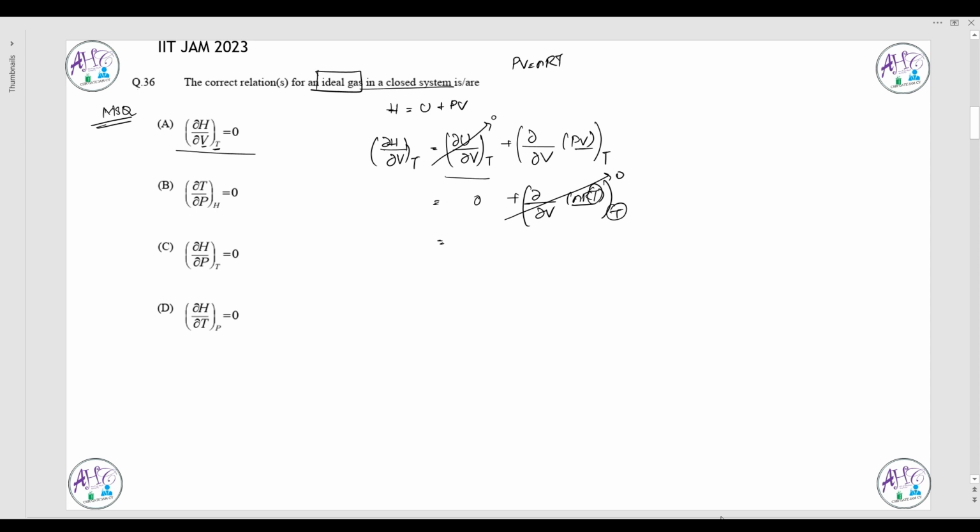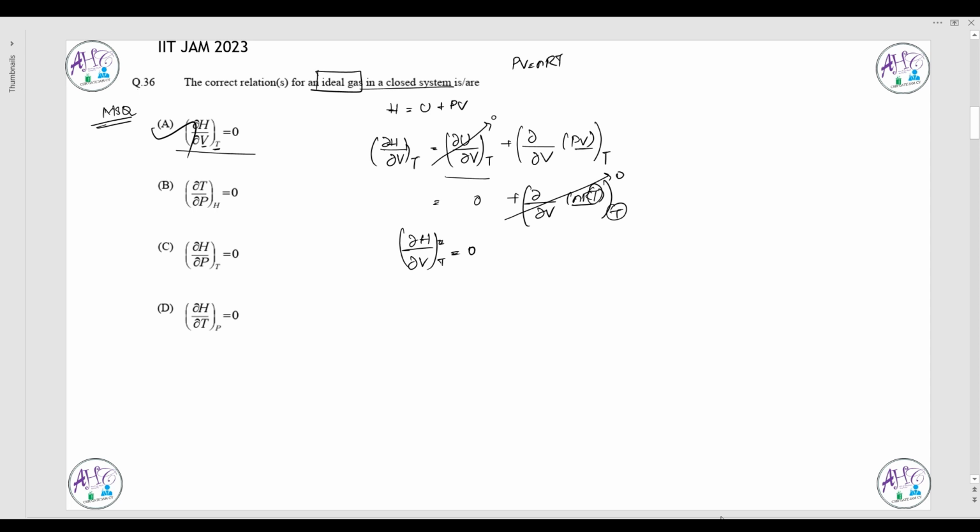So ∂H/∂V at constant temperature is also going to be equal to 0. So option A is correct. Okay, now வேற என்ன இருக்கு.